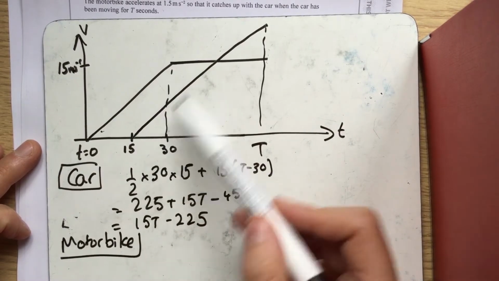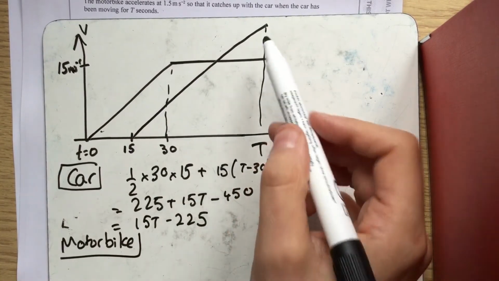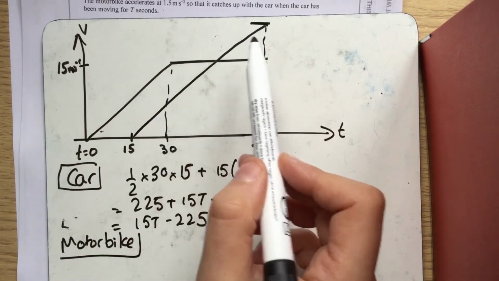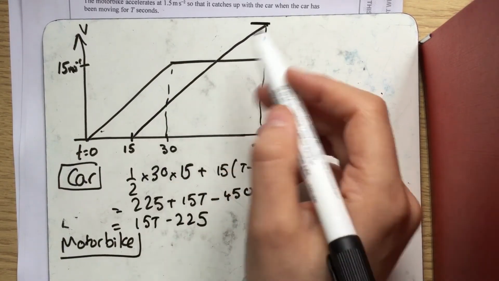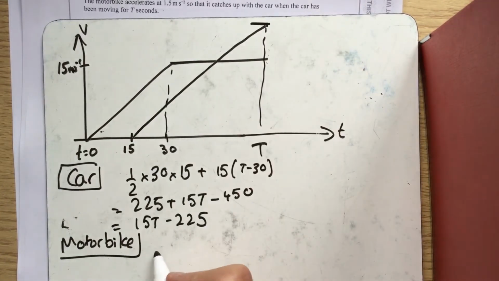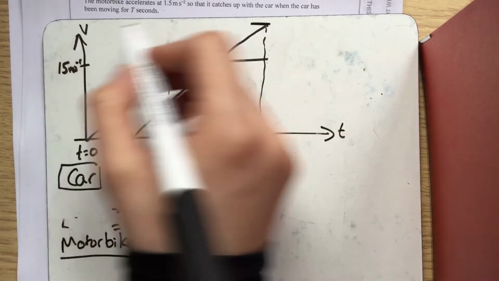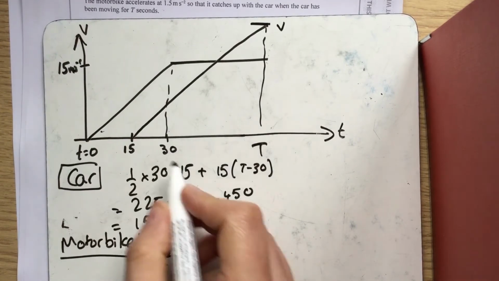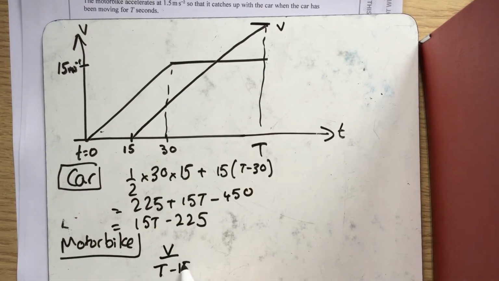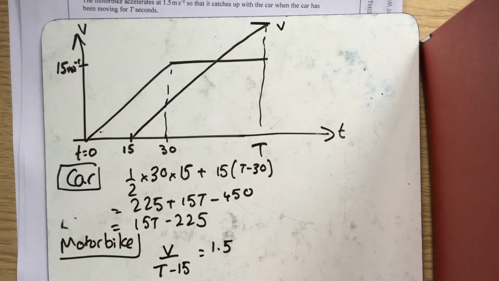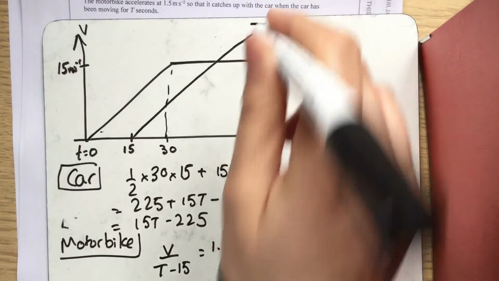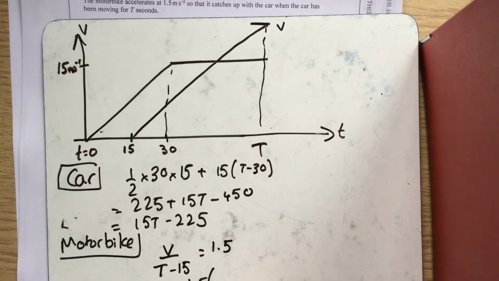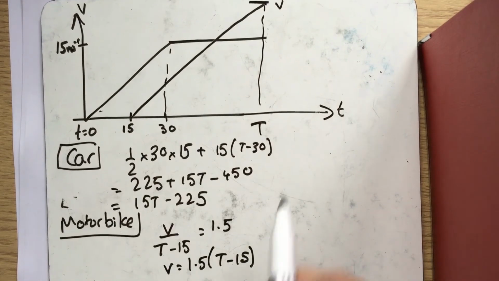So this one's a bit more straightforward. It's a triangle. However, we don't actually have this height up here. So we are going to need to use the fact that the gradient here is 1.5. So if we call this speed v, then my change in y, my v, divided by my change in x, which this distance here is t minus 15, should be equal to 1.5. And that tells you that height there, v, must be 1.5 lots of t minus 15. That just gives you that height there.